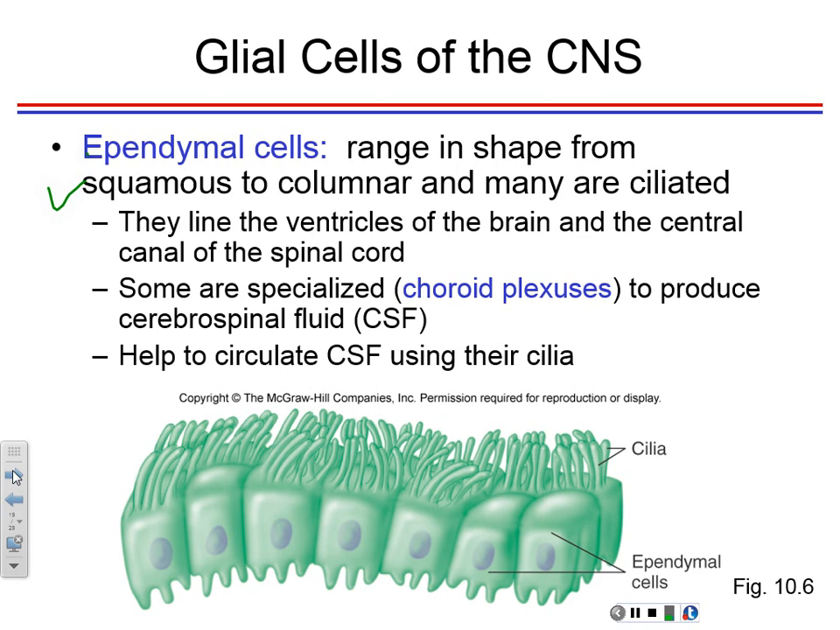So the ependymal cells make that, and of course they're ciliated so that you can circulate the cerebrospinal fluid in the ventricles. And then you've got specialized choroid plexuses lined with these ependymal cells that are suspended in the ventricles and make up this cerebrospinal fluid. So choroid plexuses are specialized blood vessels that make cerebrospinal fluid. Okay, so they help to circulate, and the cilia, like I said, help to circulate the fluid.